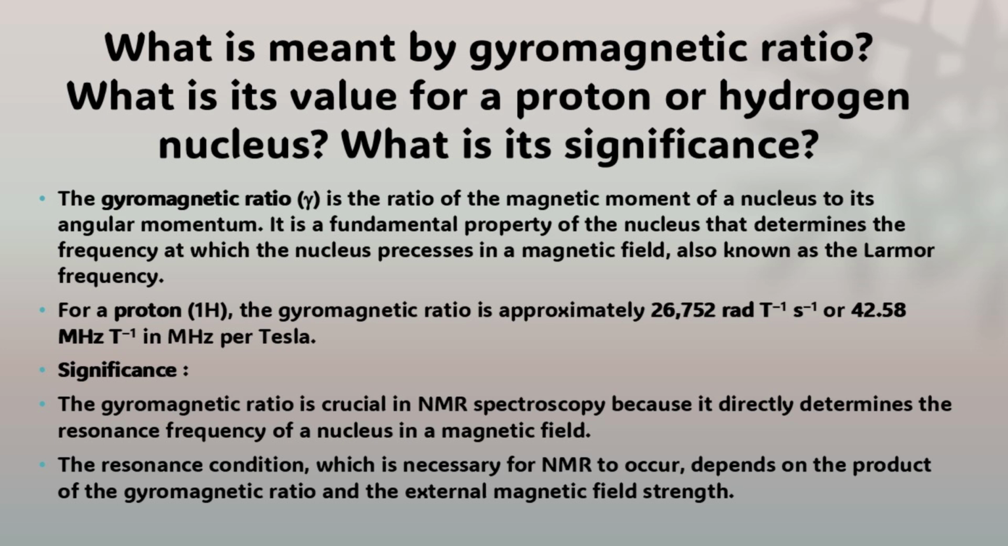For a proton, 1H, the gyromagnetic ratio is approximately 26,752 radians per Tesla per second or 42.58 MHz per Tesla. Significance: the gyromagnetic ratio is crucial in NMR spectroscopy because it directly determines the resonance frequency of a nucleus in a magnetic field. The resonance condition, which is necessary for NMR to occur, depends on the product of the gyromagnetic ratio and the external magnetic field strength.